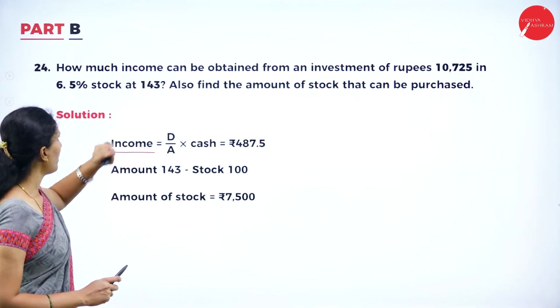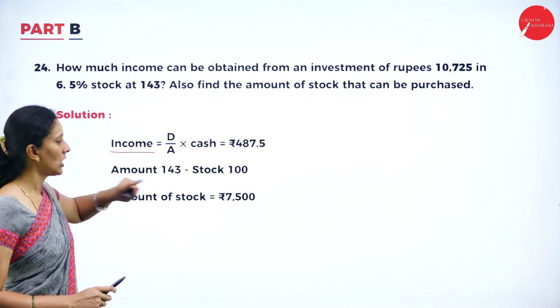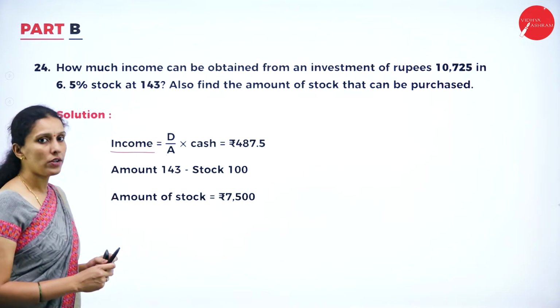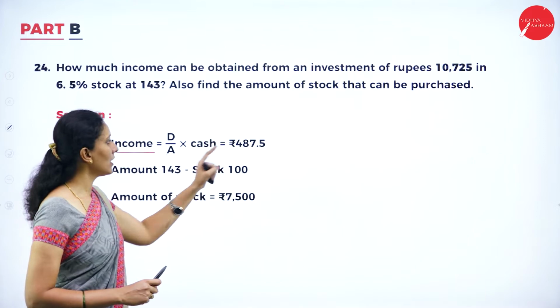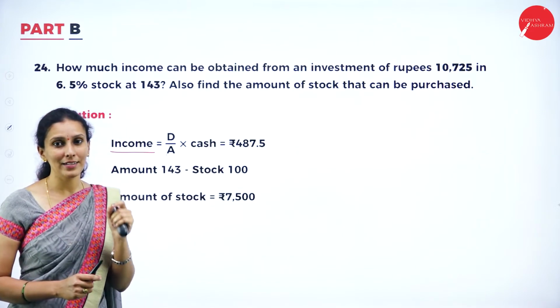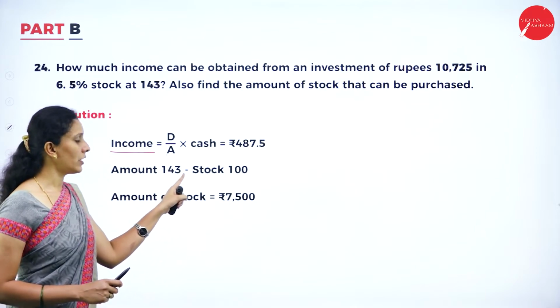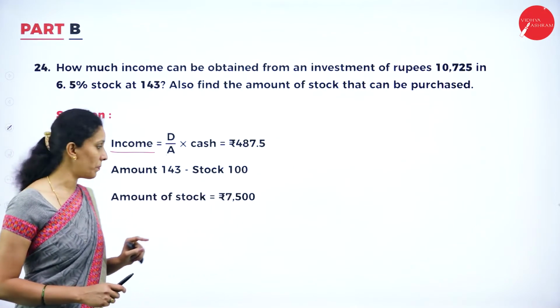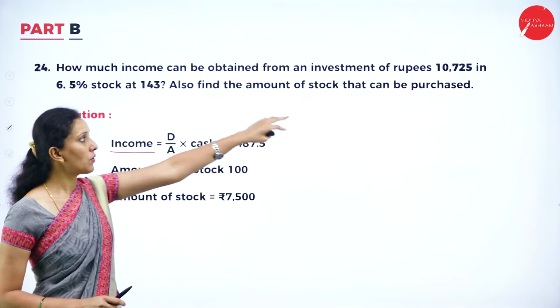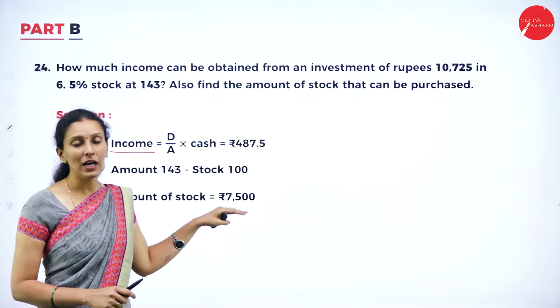So, it is 6.5% and here cash. On solving this, we will get the income as ₹487.5. So now, for an amount of 143, the stock is 100 rupees. So for the amount of 10,725, what will be the amount of stock?